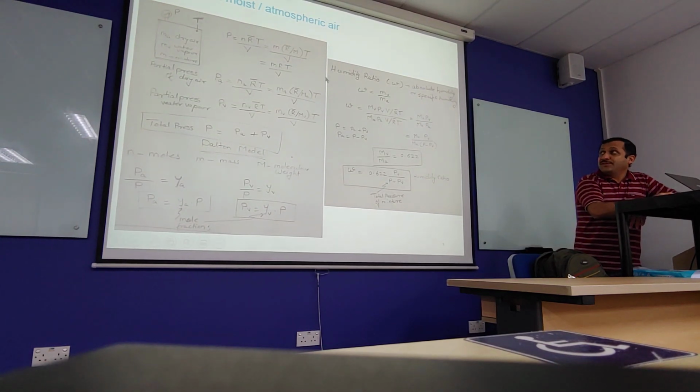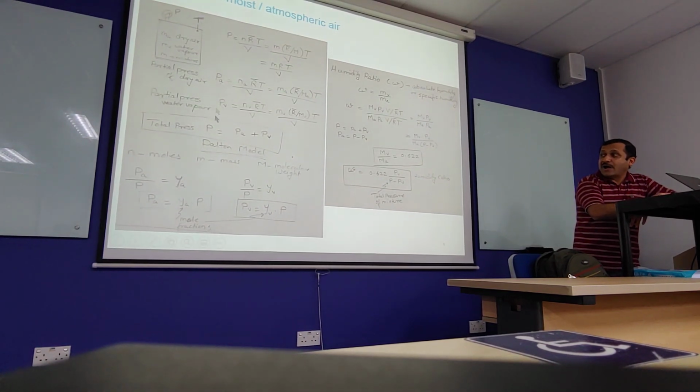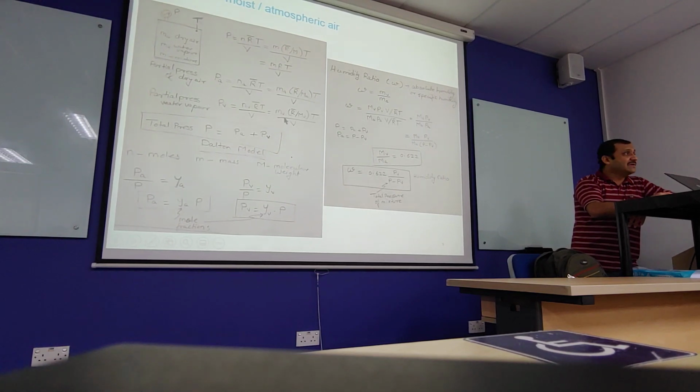Okay, so then we went through, in my lecture recording, how to get partial pressures of different species within a mixture, and especially for moist air. If you want to find the partial pressure of dry air and the partial pressure of water vapor, that's how you do it. Okay.